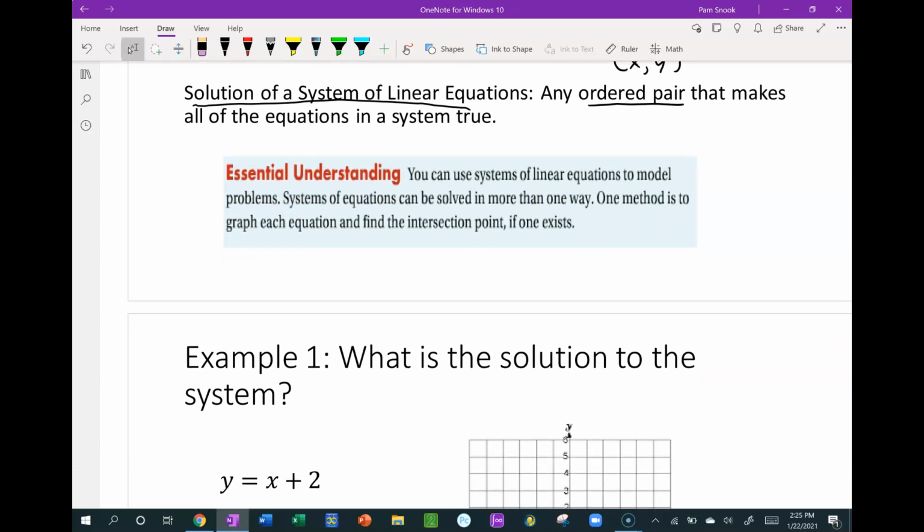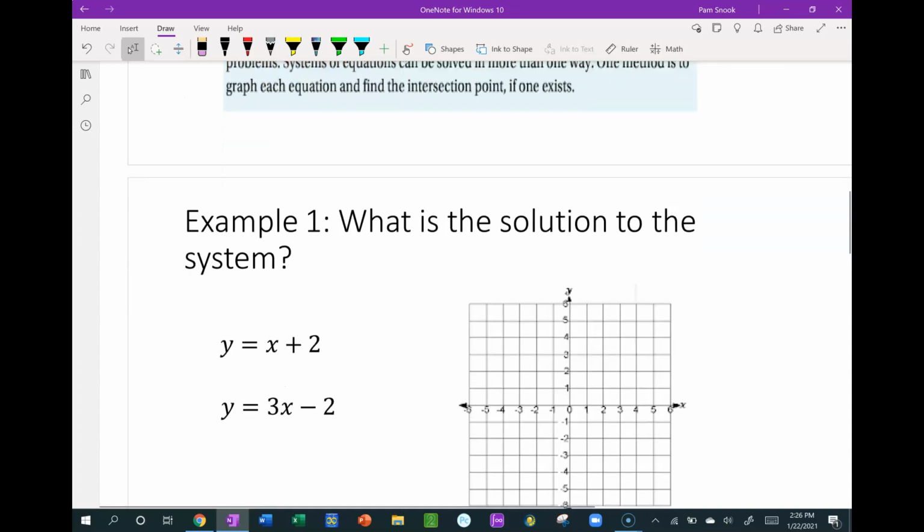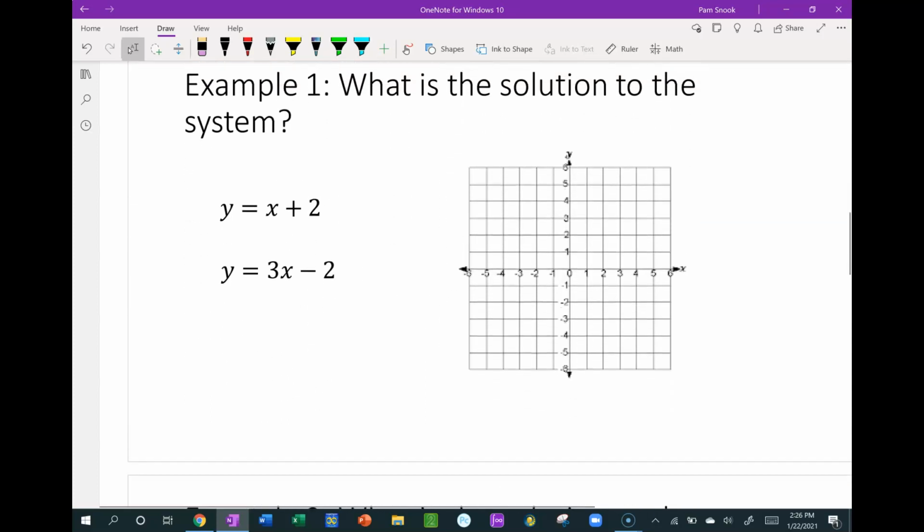Now there are quite a few different ways to solve a system, and today we're going to focus on solving by graphing. So here is a system. Our first equation is y equals x plus 2, and our second equation is y equals 3x minus 2. So what we're going to do is graph each of these. And notice these are in slope-intercept form. So all you have to do is plot the y-intercept and then use the slope to get a second point.